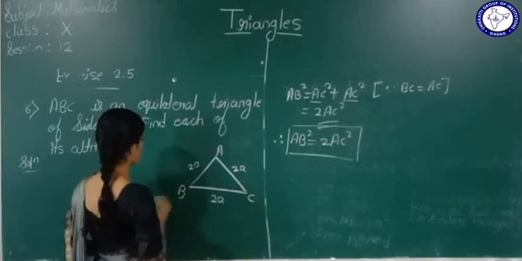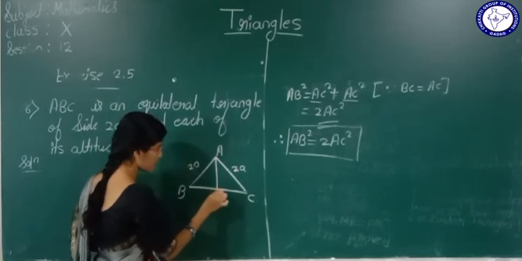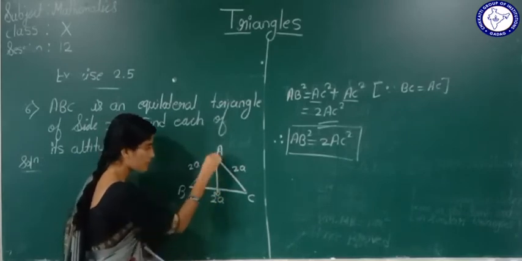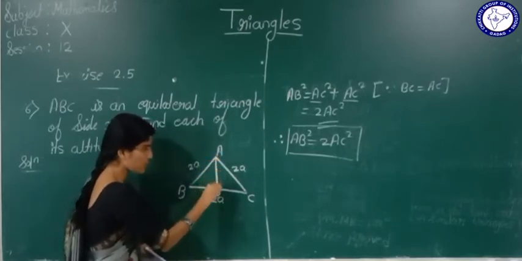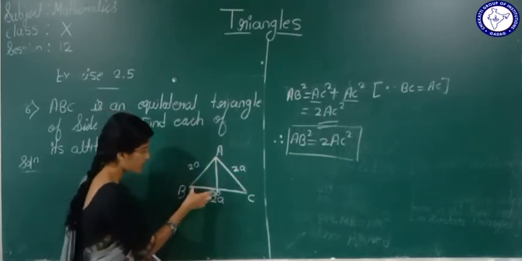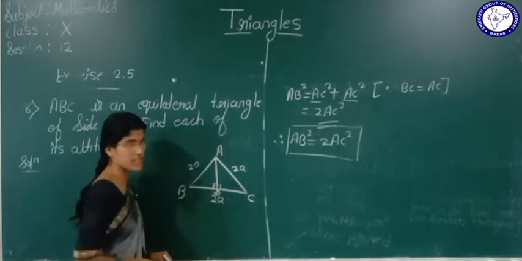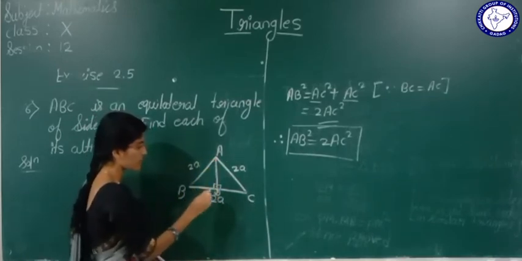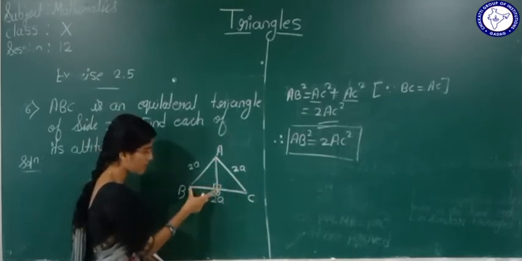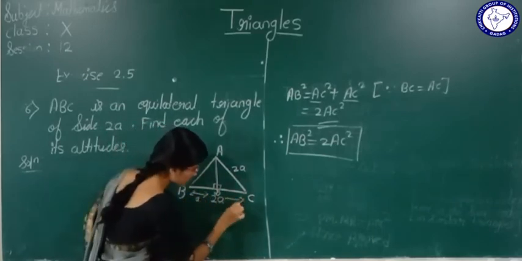So what we will do here is a construction. Draw AD perpendicular to BC. We have to draw one altitude in such a way that this AD should be a perpendicular bisector. Means here at D it should be 90 degrees and BD is equal to DC. We have to draw an altitude in such a way that it should be a perpendicular bisector.